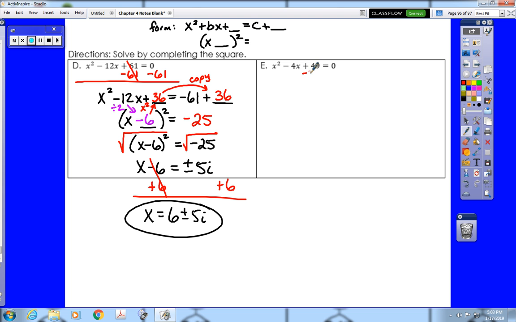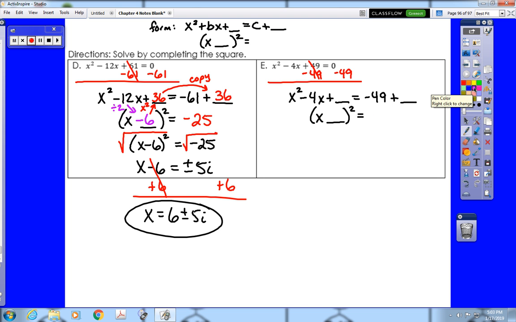Okay, we need to put it in the correct form first, so we would subtract 49 from each side of the equation. That would give us x squared minus 4x equals negative 49. We're going to add a blank on each side and a blank below. Then we're going to carry out our completing the square.